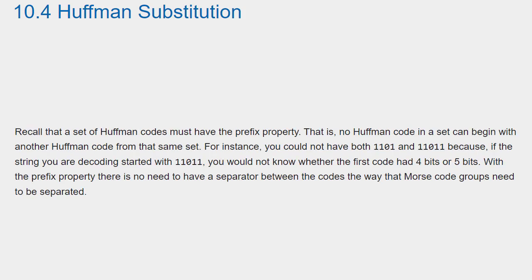Recall that a set of Huffman codes must have a prefix property. That is, no Huffman code in a set can begin with another Huffman code from the same set. For instance, you could not have both 1101 and 11011, because if the string you are decoding started with 11011, you would not know whether the first code had 4 bits or 5 bits. With the prefix property, there is no need to have a separator between the codes, the way that Morse code groups need to be separated.